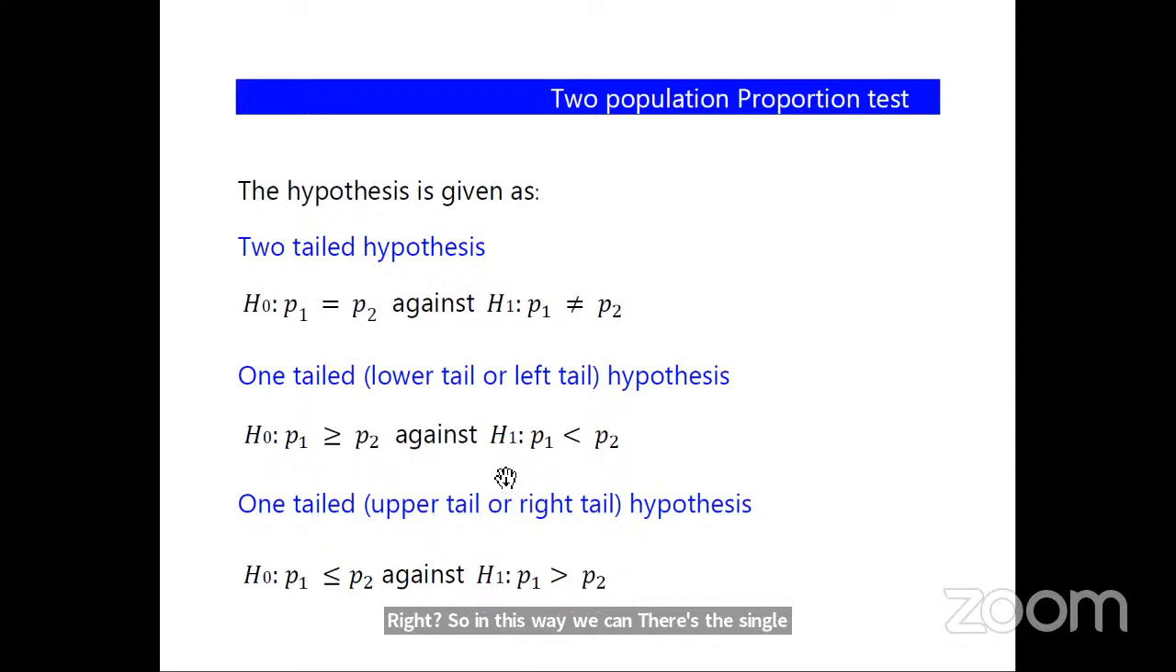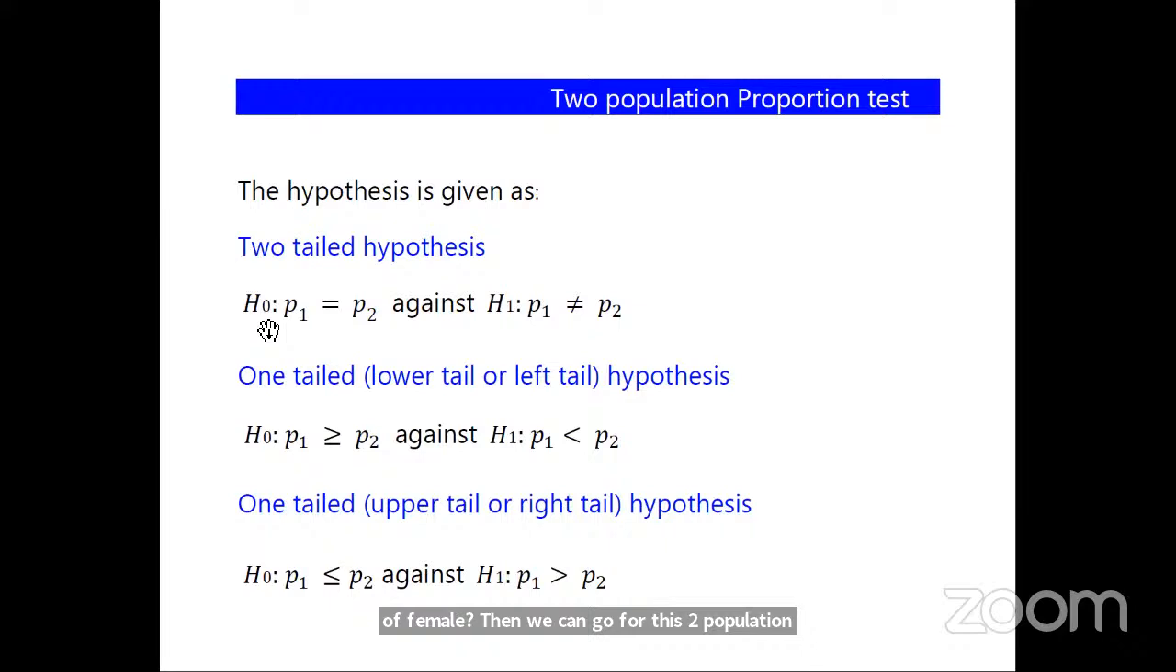Now, previously we had a claim. Now suppose we have two populations and we have to check the proportion of some characteristic of those populations, whether it is the same or not, right? Like if the population is human beings, then we have to check whether the number of males is equal to the number of females, isn't it? The proportion of males is equal to the proportion of females. Then we can go for this two population proportion test.